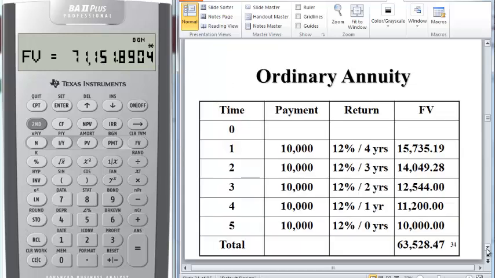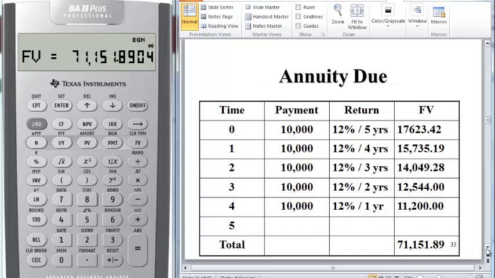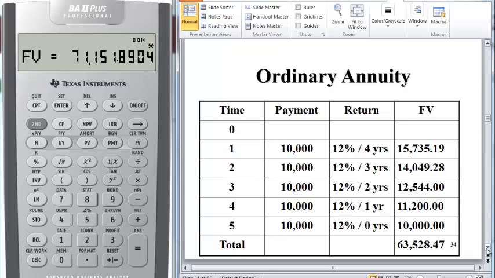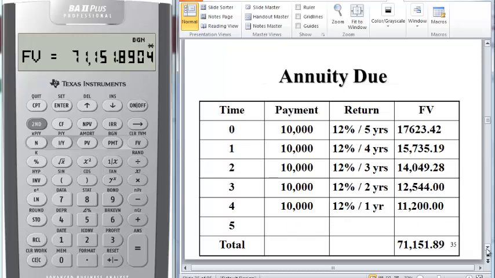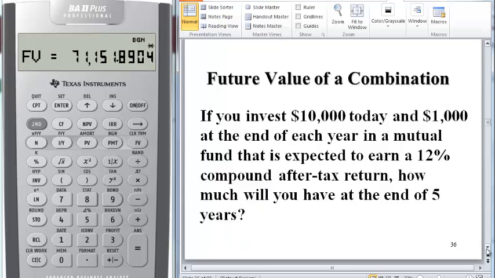Notice you're earning a little bit more money. Why? Because it's a beginning versus ending. You can see that here. So this ordinary annuity, when the 10,000 went in at the end of the year, I ended up with $63,528.47. But if I put the money in at the beginning of the year instead of the end of the year, it has more time to compound. With that additional compounding time, I turned $63,528 into the $71,000. So you can see the value of money across time here.